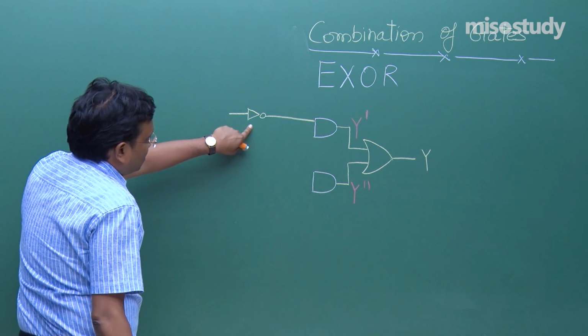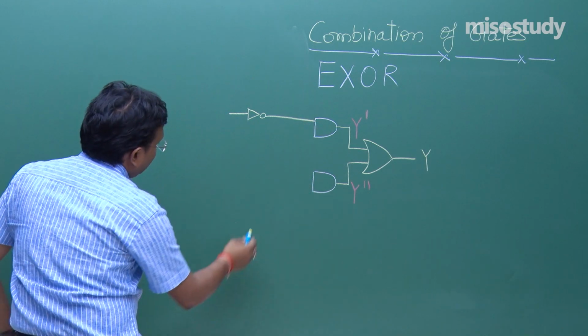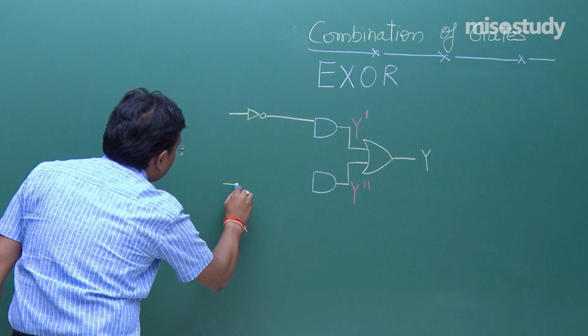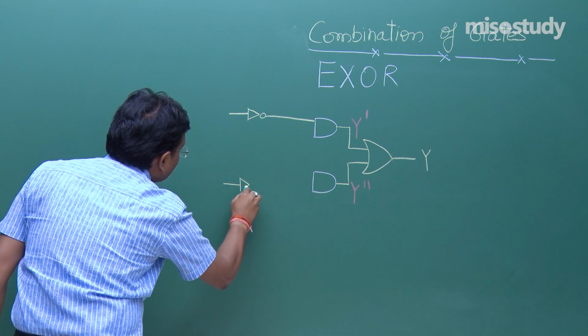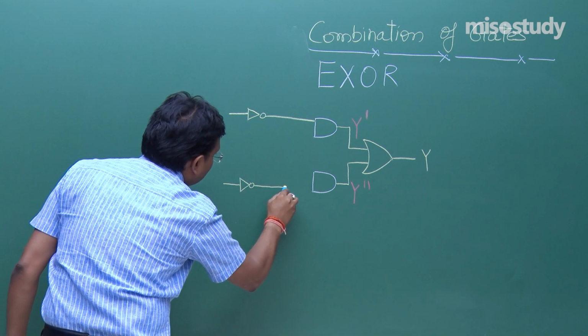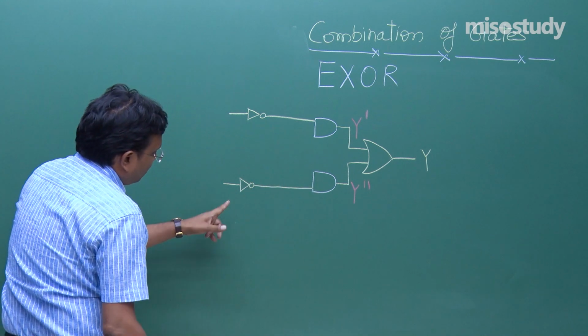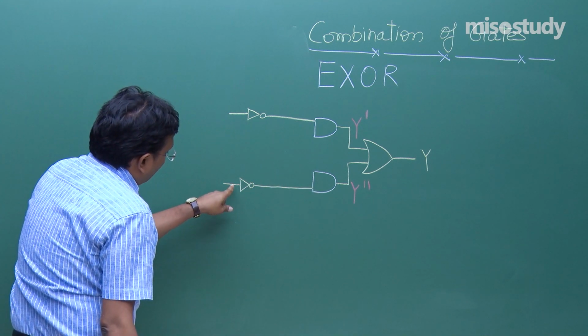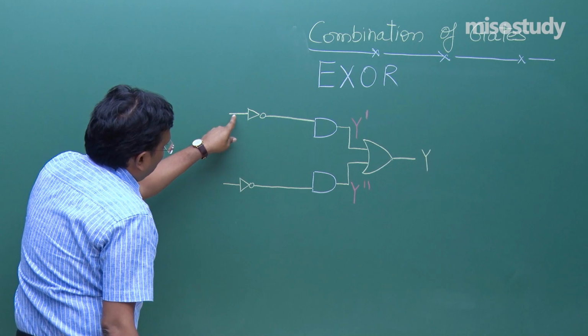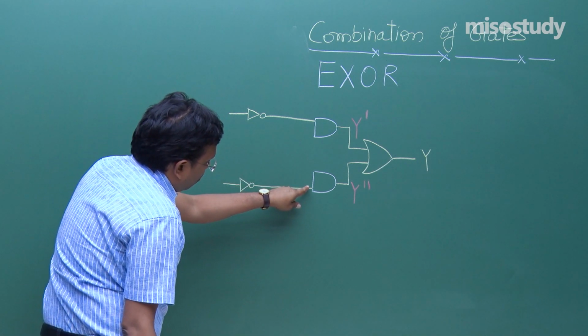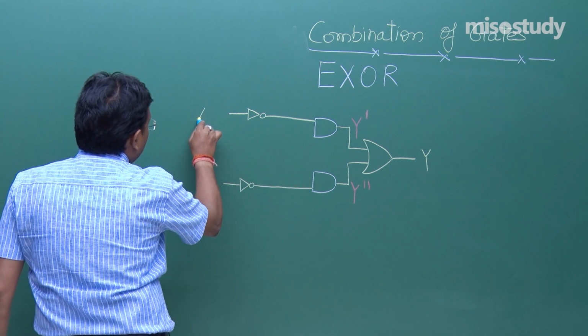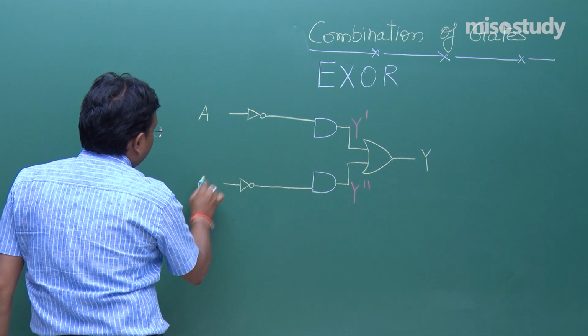Fine, sorry, this NOT gate is connected over here. Similarly, this NOT gate is connected to this AND gate. Then the input of this and the input of this should be fed over here. Fine. So, this is A, this is B.